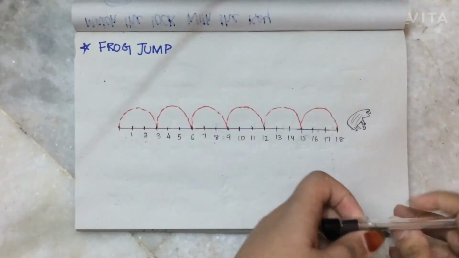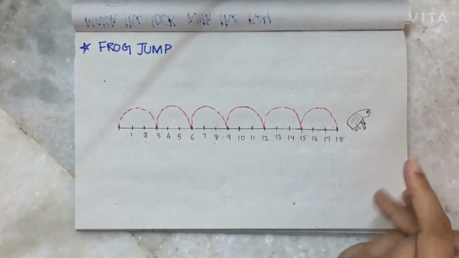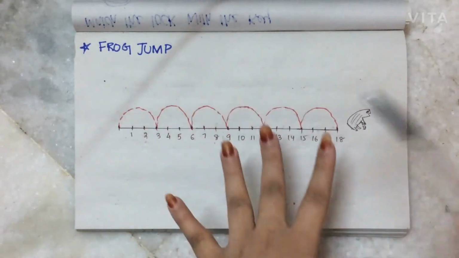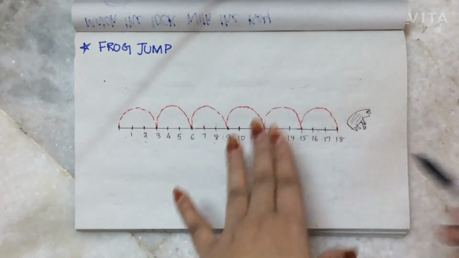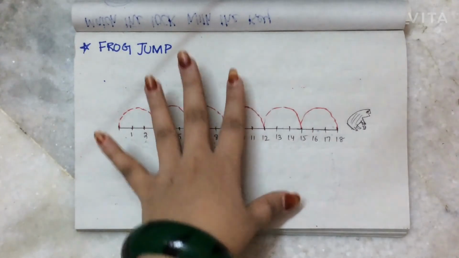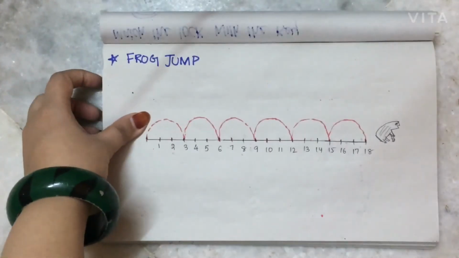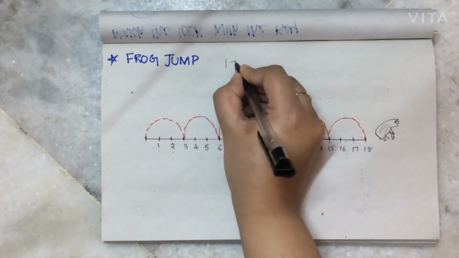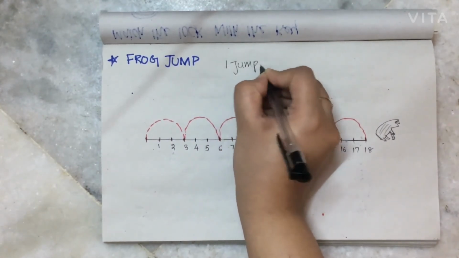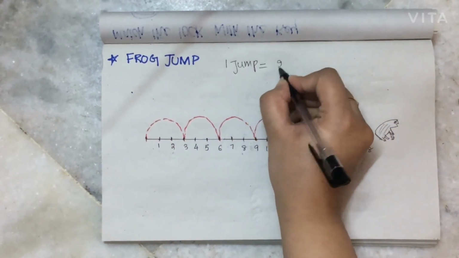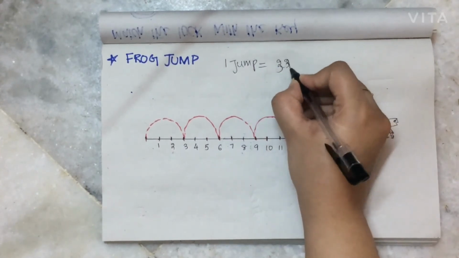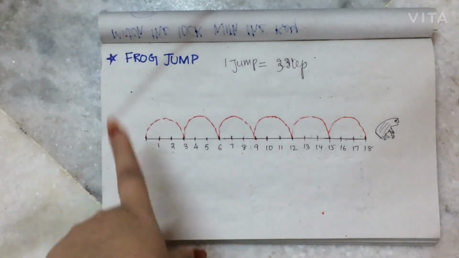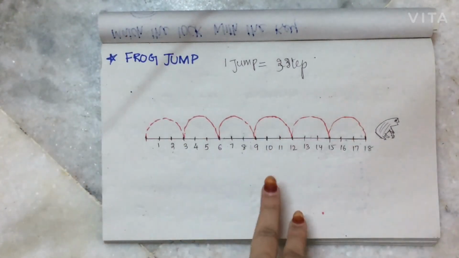Okay, so let me give you one simple example. We'll be having certain steps. Okay, now a frog is jumping. What is the frog doing? He is jumping. So I'll tell you, in each jump the frog misses three steps. Okay, so steps will be there. So in one jump the frog skips three steps.